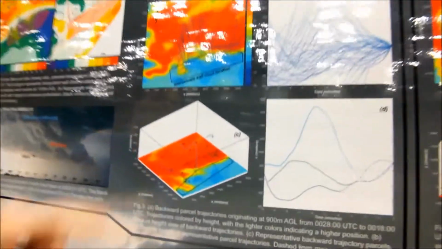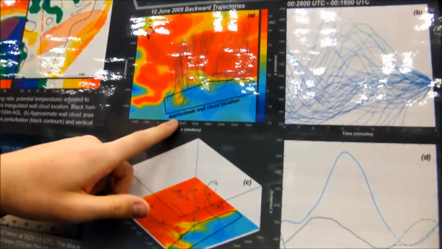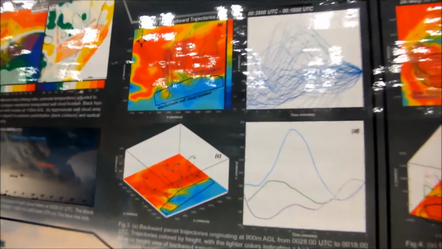So then once we know where the wall cloud is located, we're able to populate the wall cloud location with parcels. That's what this picture shows here. We populate the approximate wall cloud location and run backwards trajectories to see exactly where they're coming from.